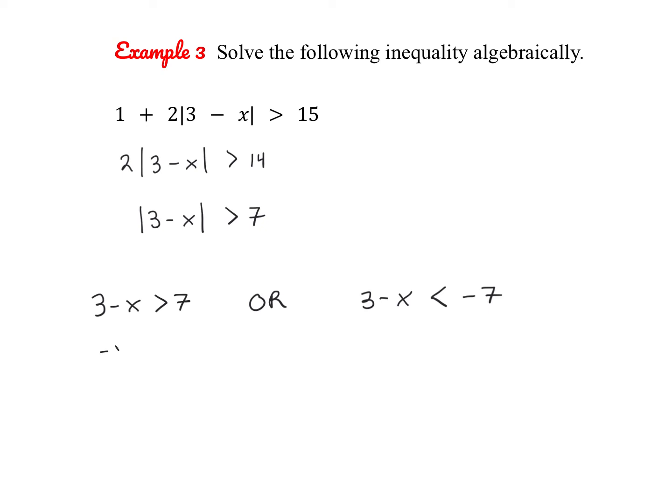Here we can subtract 3 from each side, and then we can divide both sides by -1, which will, again, flip our inequality sign anytime we multiply or divide by a negative. I'm going to write or with every step so we don't forget. And then let's finish solving the same way on the right. And then when we divide by -1, don't forget to flip your inequality sign again. So our answer here is x is less than -4 or x is greater than 10. So that is our answer.